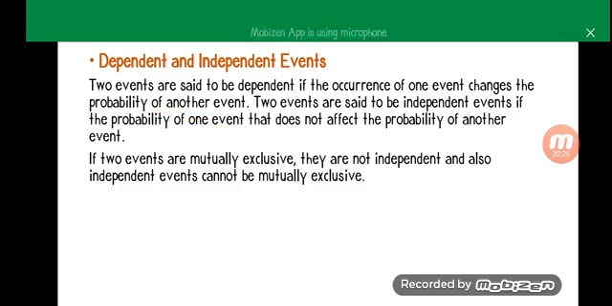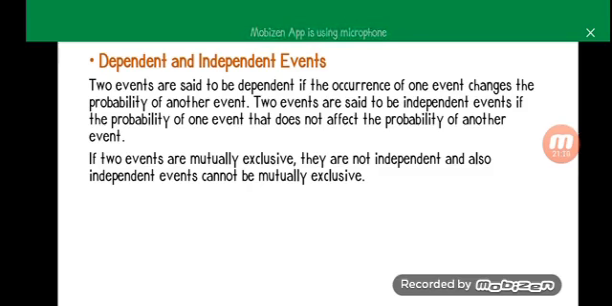Now, you also have dependent and independent events. Summarily, if two events are mutually exclusive, meaning two events that cannot happen at the same time, then they are not independent. Also, independent events cannot be mutually exclusive. We can say two events are dependent if one event changes the probability of another event. You understand? When one happens, it affects the other event happening.